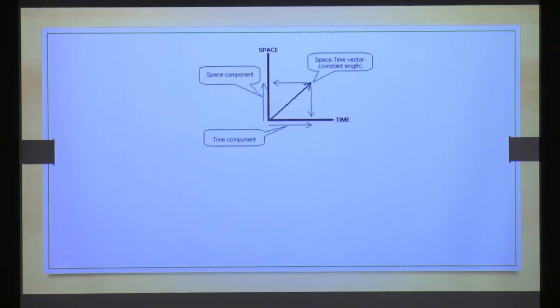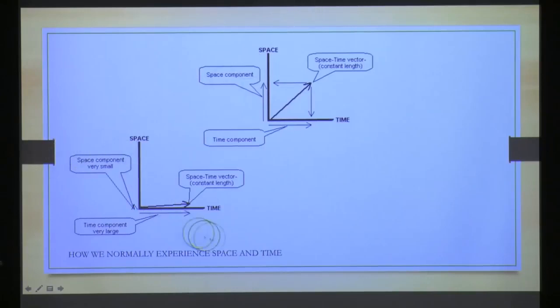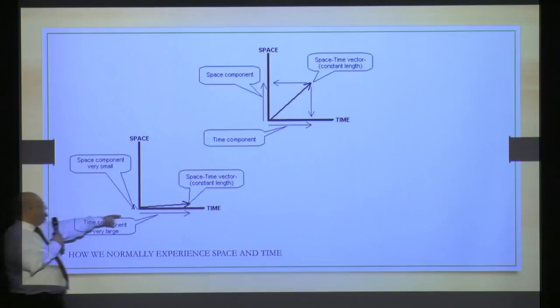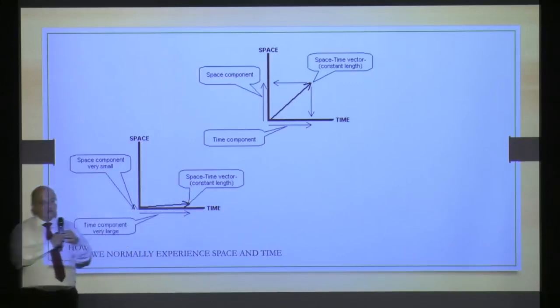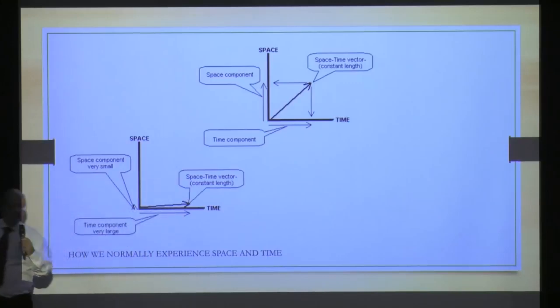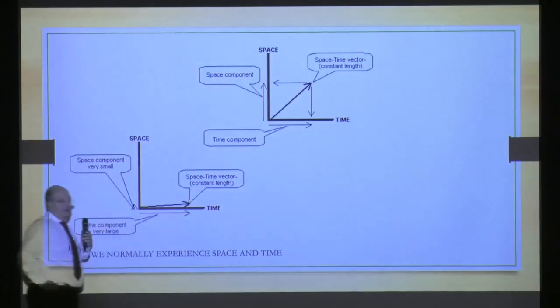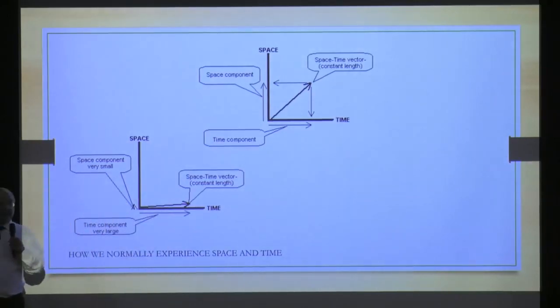So this is space and this is time. For us, because we go at a very small speed, we see that time is very important. So I can stand here, not move at all, and I'm actually moving in space-time on the time line. Even though I'm not moving in space, I'm moving in time. For light, it's just the opposite.